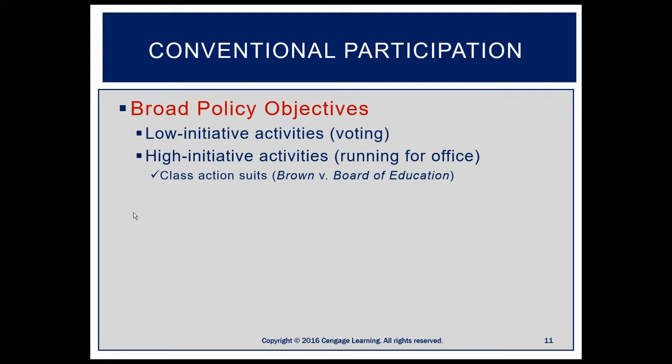There are different kinds of broad policy objectives. For instance, a low initiative activity that is seeking to influence is voting. That's something that doesn't take a lot of initiative to do, but it does often have an effect. You elect people, you vote for people who will support issues that you personally believe in. There are some high initiative activities such as running for office, and there are also some like class action lawsuits like Brown versus Board of Education that actually did bring about a change in government policy. But that was much more high initiative. In other words, that requires more desire on your part and more effort on your part to do than, say, going out to go voting.